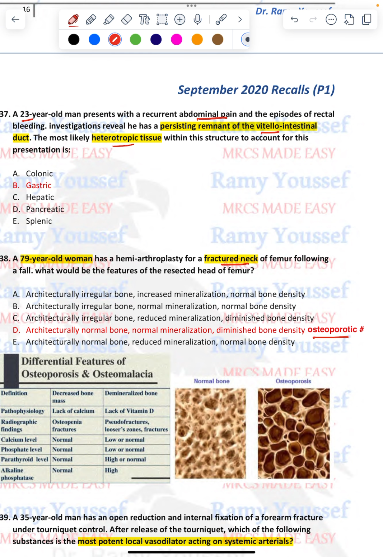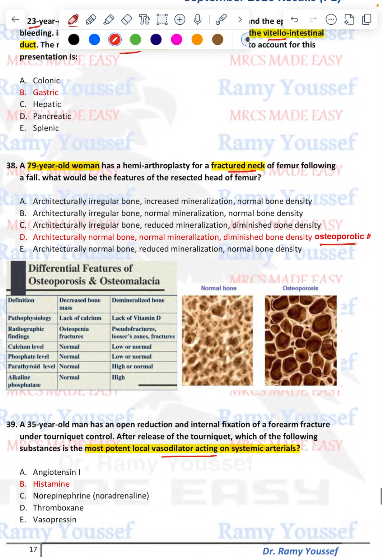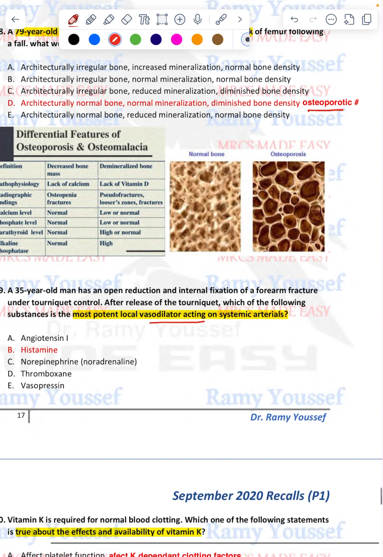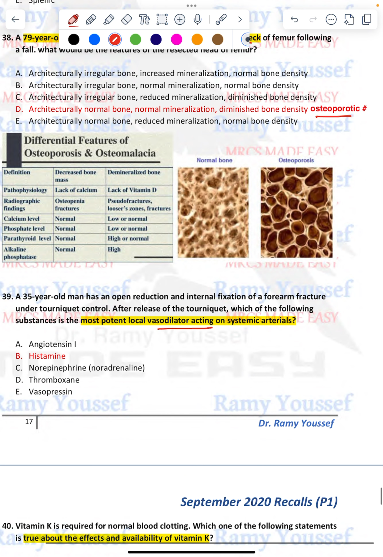A 35-year-old has open reduction and internal fixation of the forearm, tourniquet after release. Potent vasodilator will be bradykinin or histamine. Okay, histamine is released. Serotonin is a vasoconstrictor, and all these are. Vitamin K is required. Normal.